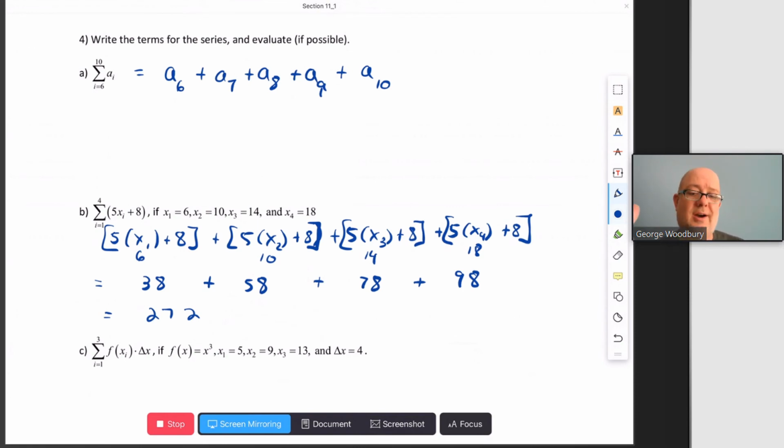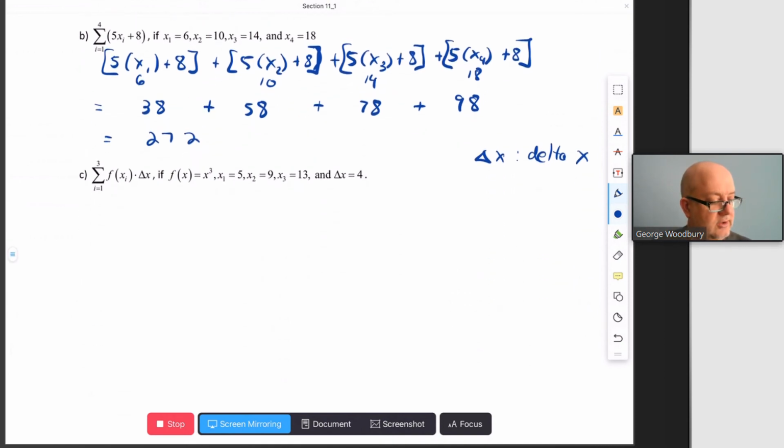The last one is kind of similar. We've got f of x sub i. The function is x cubed, and then we're told what x sub 1, 2, and 3 are equal to. Also, we've got a factor. This is read as delta x. Delta is another Greek letter. It looks like a little triangle. It's the Greek letter D, and we use it in advanced mathematics to represent a change, a small change.